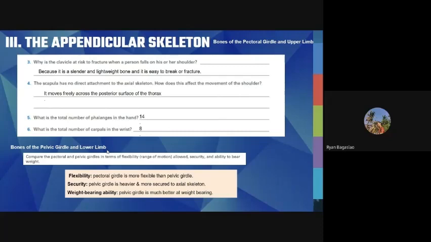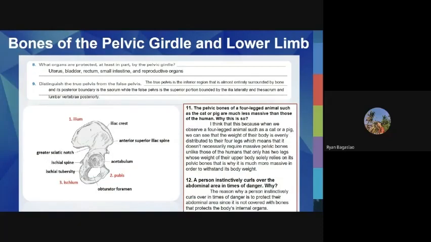Next question is, what organs are protected at least in part by the pelvic girdle? The organs that are protected by the pelvic girdle are the uterus, bladder, rectum, small intestine, and the reproductive organs.